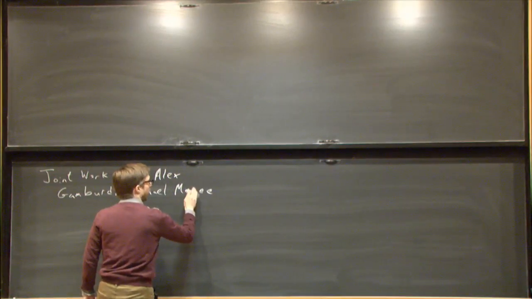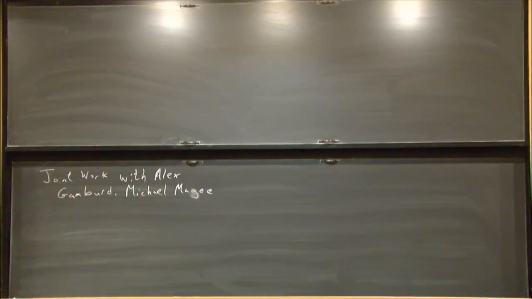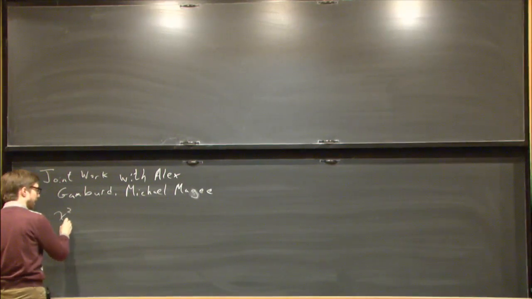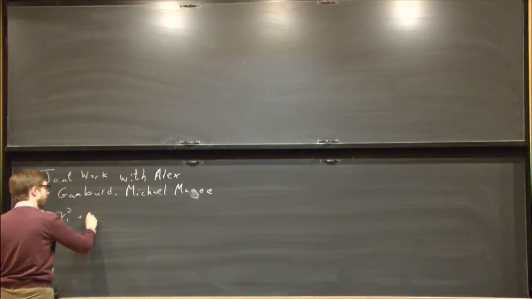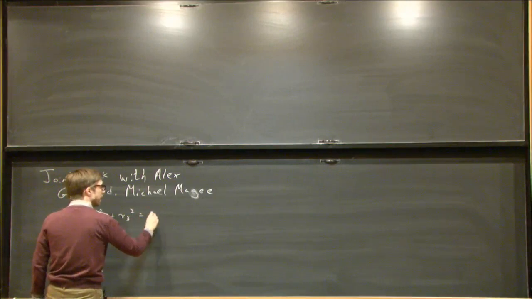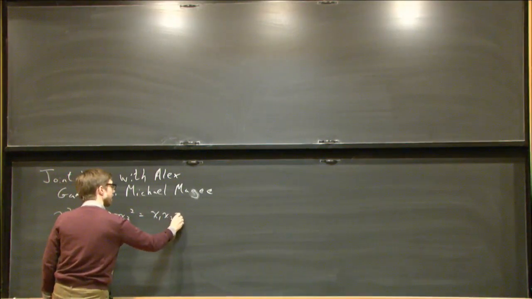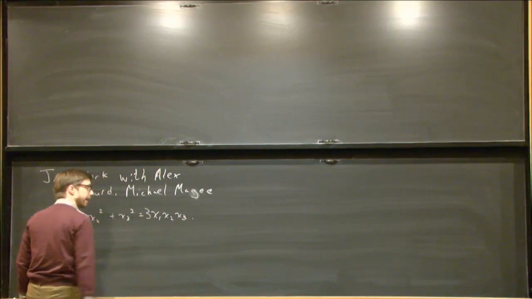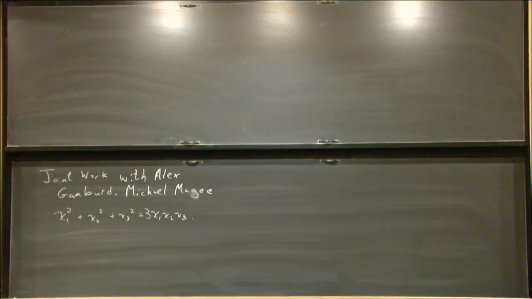Okay, so I will start by writing down an equation that will look familiar from earlier today, and that is the Markov equation. Typically we write the Markov equation as a sum of three squares that is equal to the product of those numbers, multiplied by either 1 or 3. Usually I'll write it here with a 3. So this is the Markov equation.